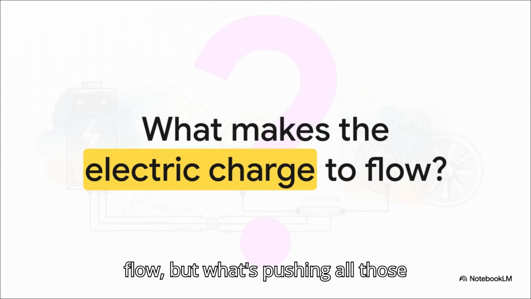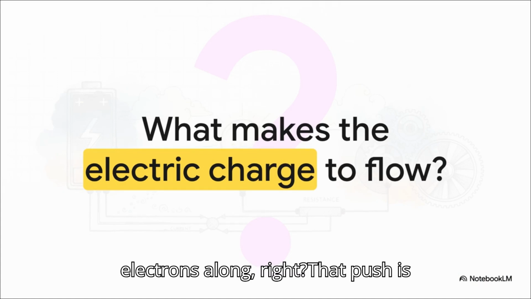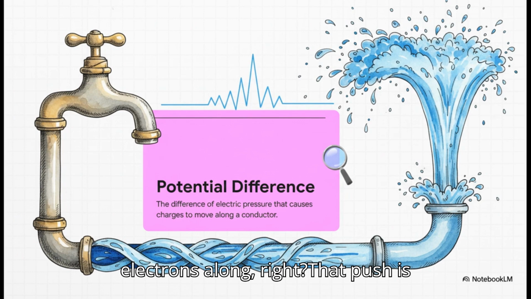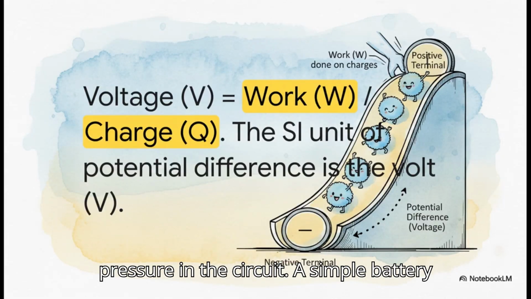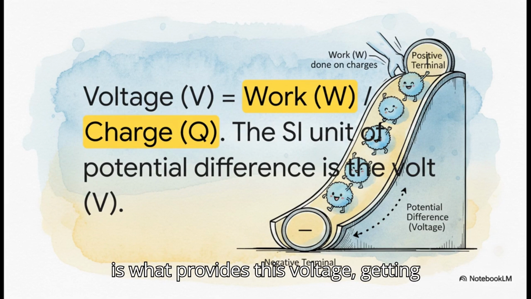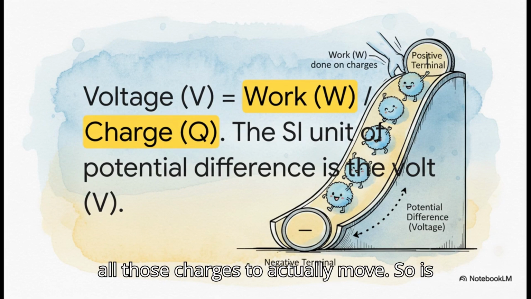Okay, so we've got this flow, but what's pushing all those electrons along, right? That push is what we call voltage. It's the electric pressure in the circuit. A simple battery is what provides this voltage, getting all those charges to actually move.